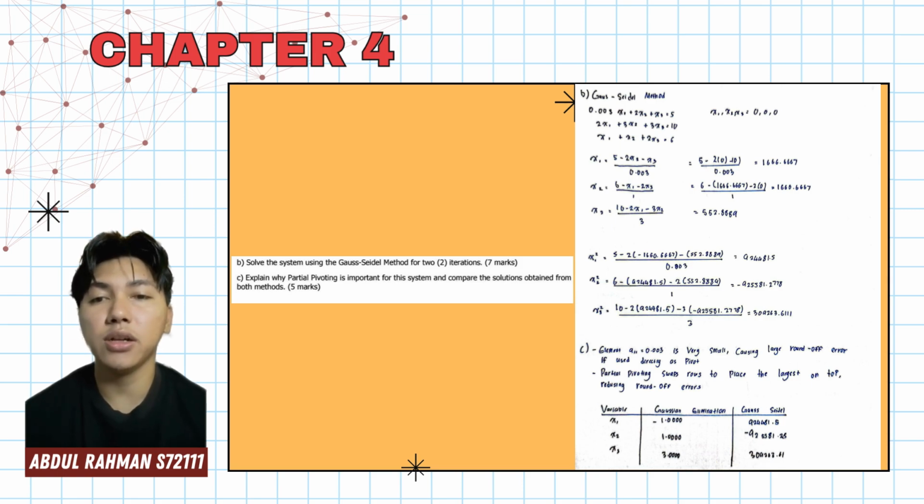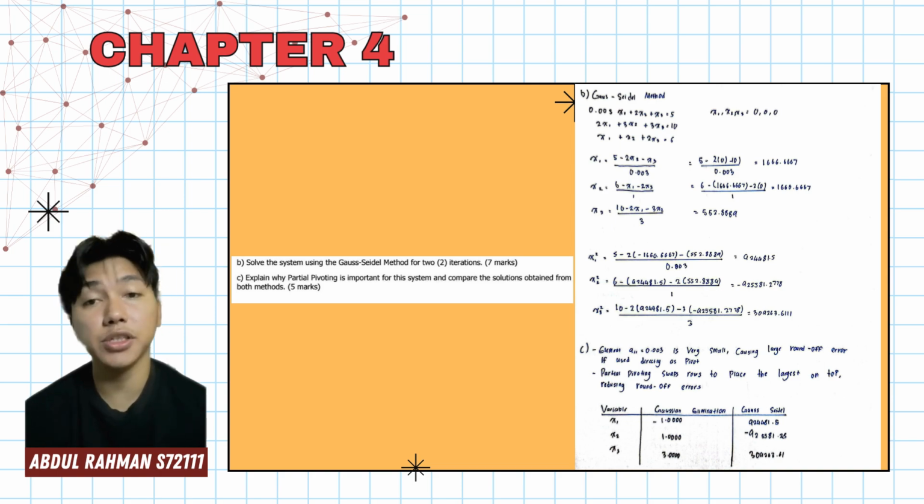x1 is 925,481.5, x2 is minus 925,581.25, and x3 is 300,263.61. These values clearly diverge instead of converging. This indicates that the method is not stable for this system within the given iterations and initial guess.